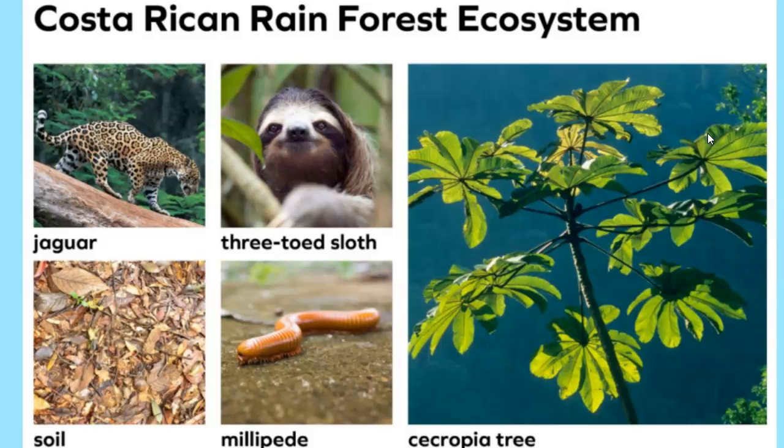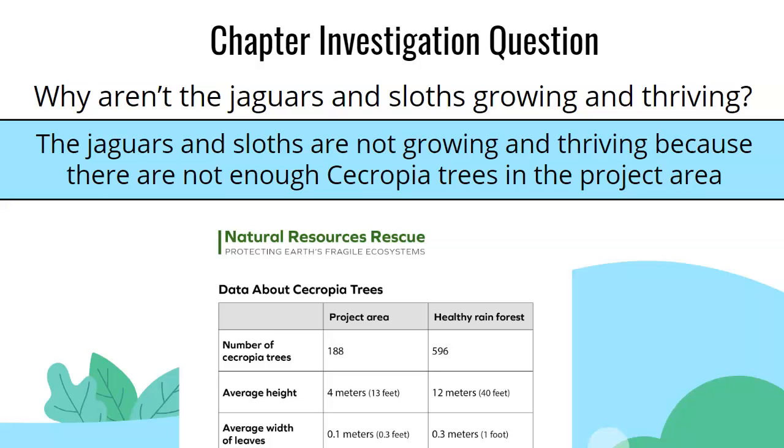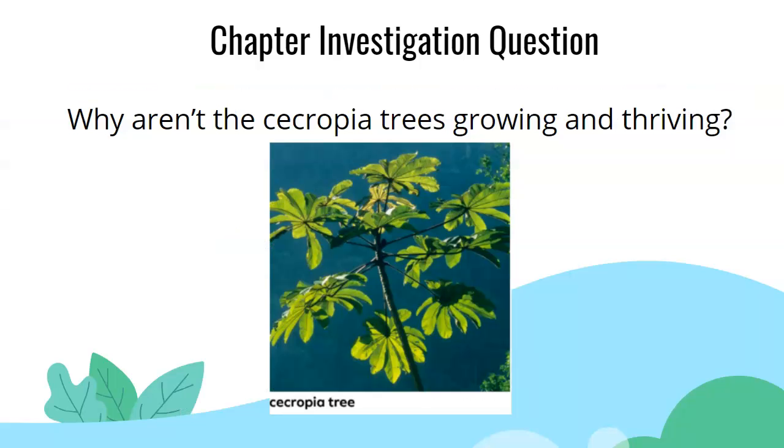So we have been looking at our Costa Rican rainforest ecosystem. We have been trying to figure out why the jaguars and sloths are not thriving. Our very first investigating question was why aren't the jaguars and sloths growing and thriving? The jaguars and sloths are not growing and thriving because there are not enough Capriccio trees in the project area. By looking at this data, we have noticed that the trees in our project area are smaller compared to our healthy rainforest area. I wonder why that is happening. So we are going to be investigating why our Capriccio trees aren't growing and thriving.